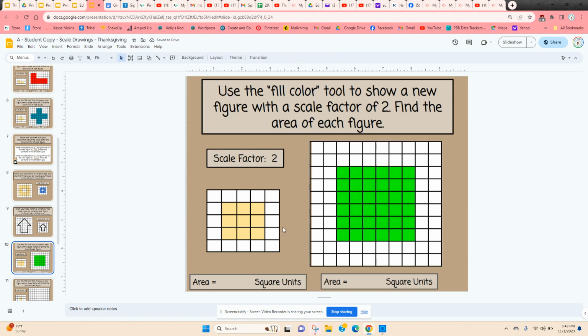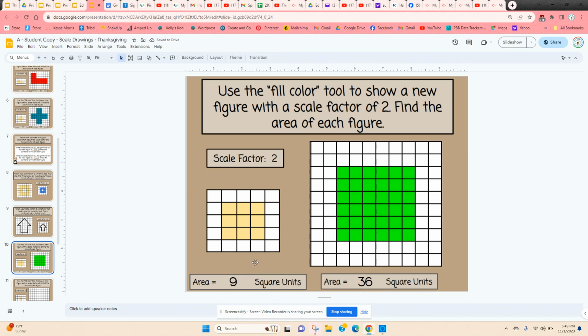But let's look at the area. So the area is length times width. The smaller figure, it's going to be 3 times 3 or 9 square units. The larger figure, 6 by 6 or 36 square units.